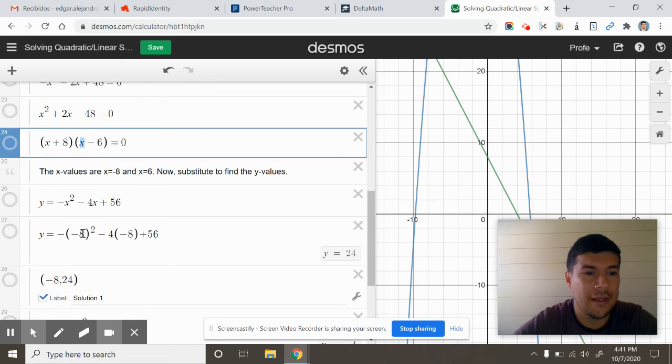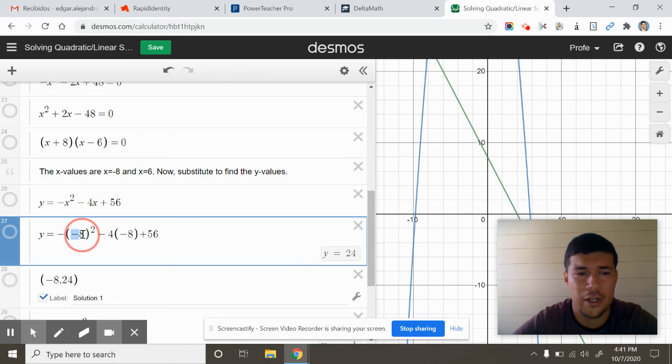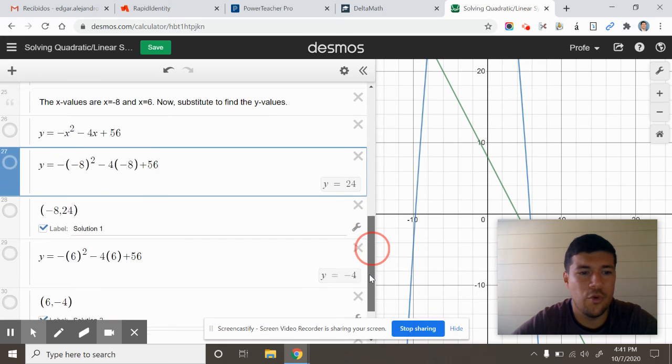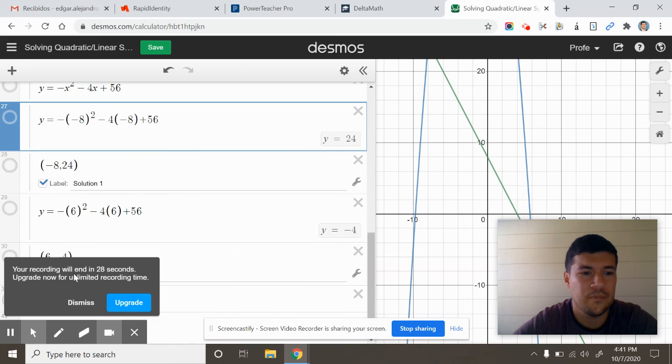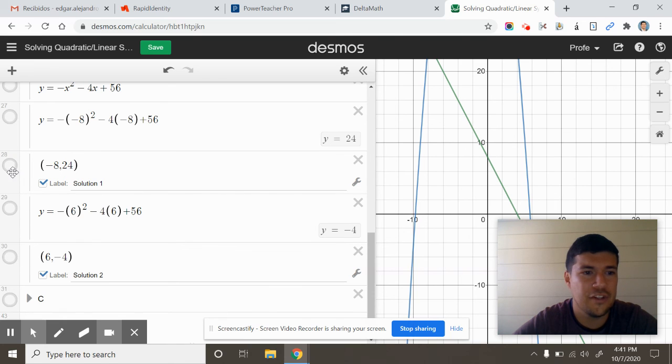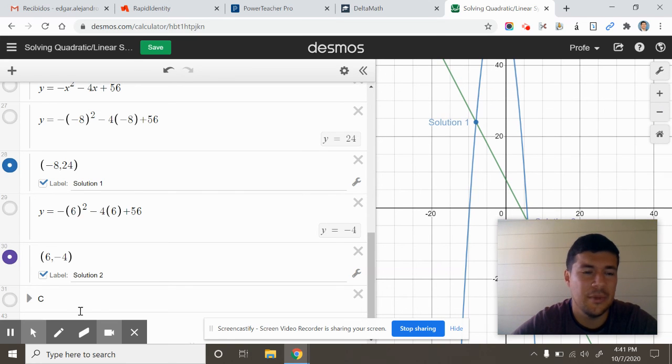After you have found these zeros, go back and substitute. In this case, I'm not going to substitute back into the linear function, I'm going to substitute into the quadratic function because it's set equal to y. So I'm going to run a calculation right here, and for negative 8, my evaluation ends up at 24, and for positive 6, my evaluation ends up at negative 4. So I can graph these two, and those are indeed my solutions to the system.